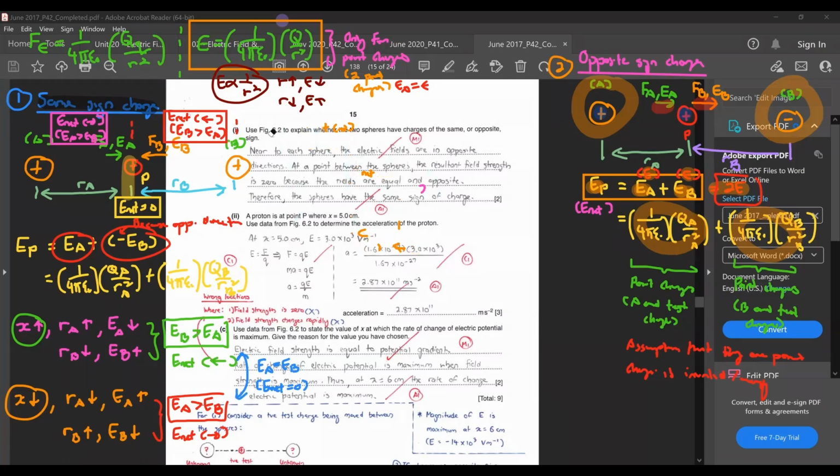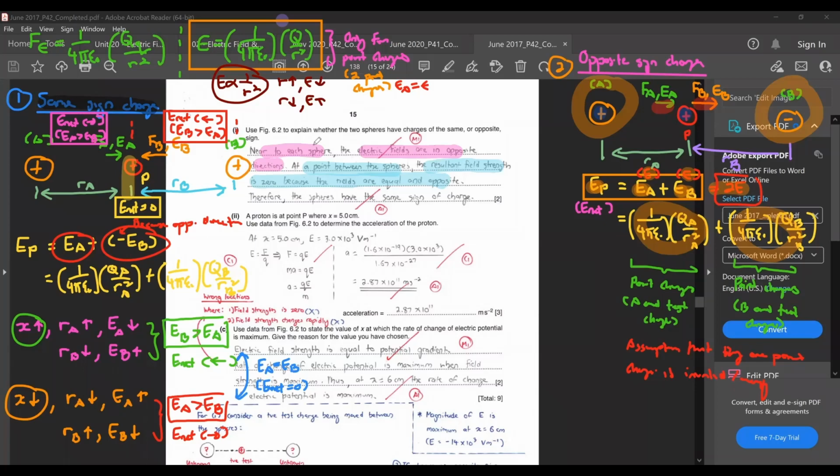So if you want to explain whether the spheres have the same sign of charge or opposite sign of charge, there's generally 3 points to it. You need to choose only 2. So the first point you can say is that near to each sphere, the electric fields are in opposite directions because you see a positive and negative there. So that kind of really implies to you that you must have same sign of charge. Or you can also say this. At the point between the 2 spheres, the resulting field strength is 0 because the fields must be equal and opposite there.